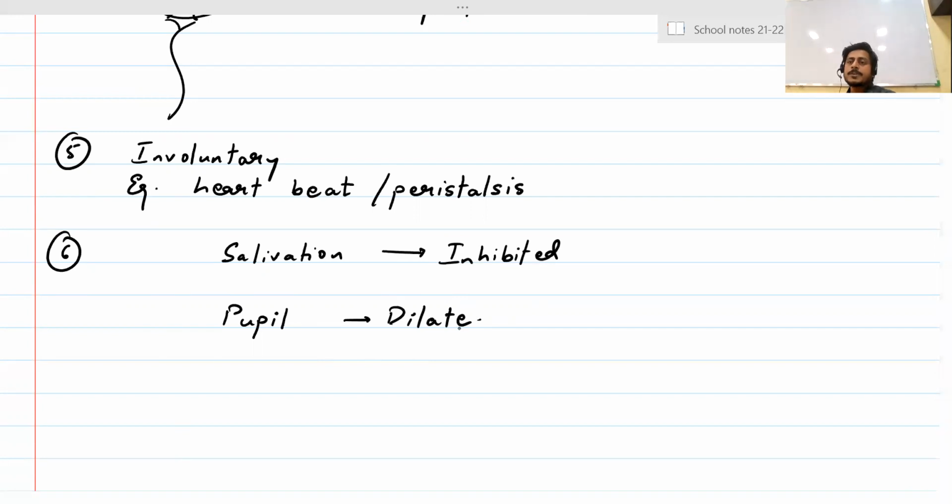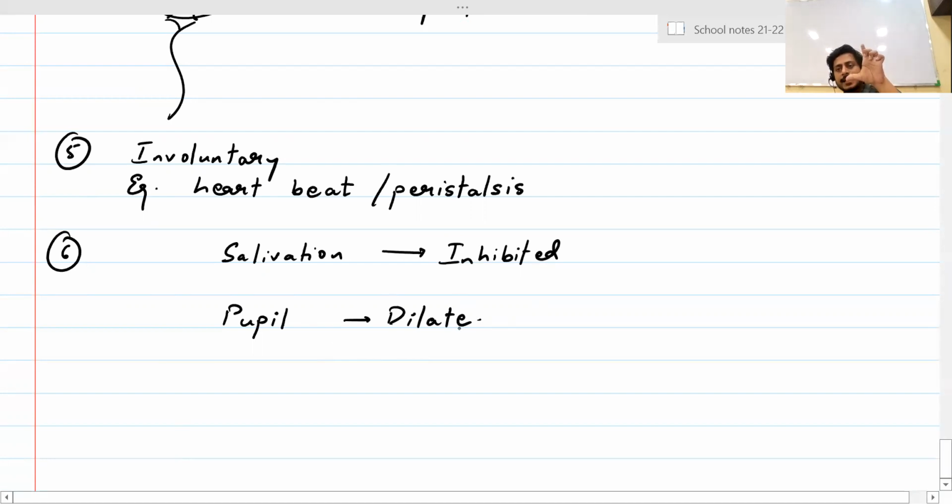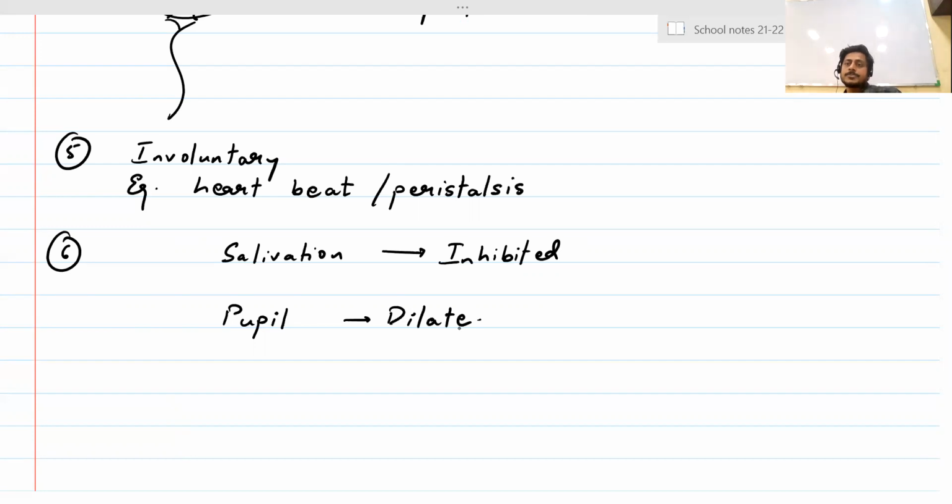It's one of the true or false questions which was asked in boards also. Dilation of pupil is brought about by sympathetic nervous system. Dilation is increase in diameter. The other point where dilation you could think of is in dark. So in dark, more light should enter for image formation, so the pupil will dilate.